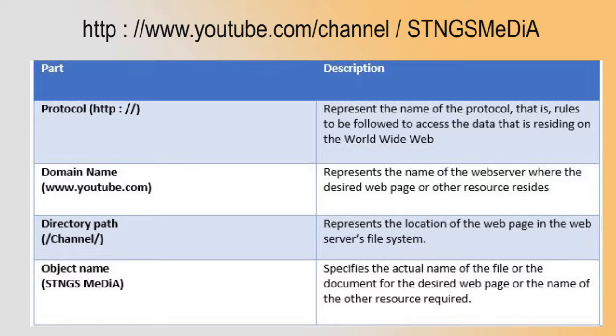Domain name represents the name of the web server where the desired web page or other resource resides. Directory path represents the location of the web page in the web server's file system. Object name specifies the actual name of the file or the document for the desired web page or the name of the other resource required.